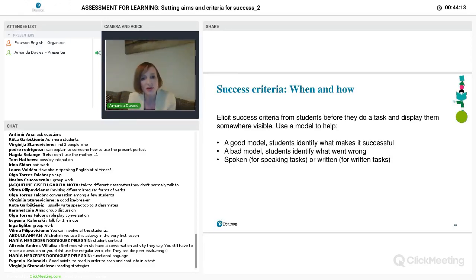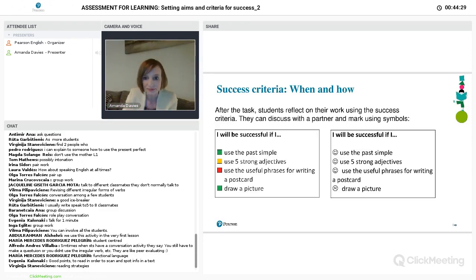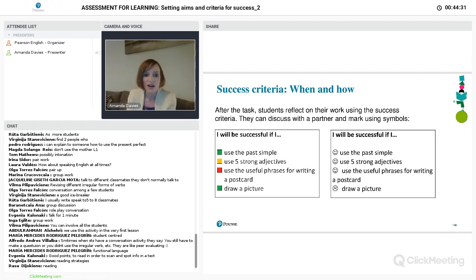A model can be spoken, so if you want students to talk for 1 minute about something, well, you can talk for 1 minute on your subject first, and they can listen and decide what did you do well, what could you do better. And for written tasks, we would give a written model. After students have finished the task, they then use the success criteria on their work.